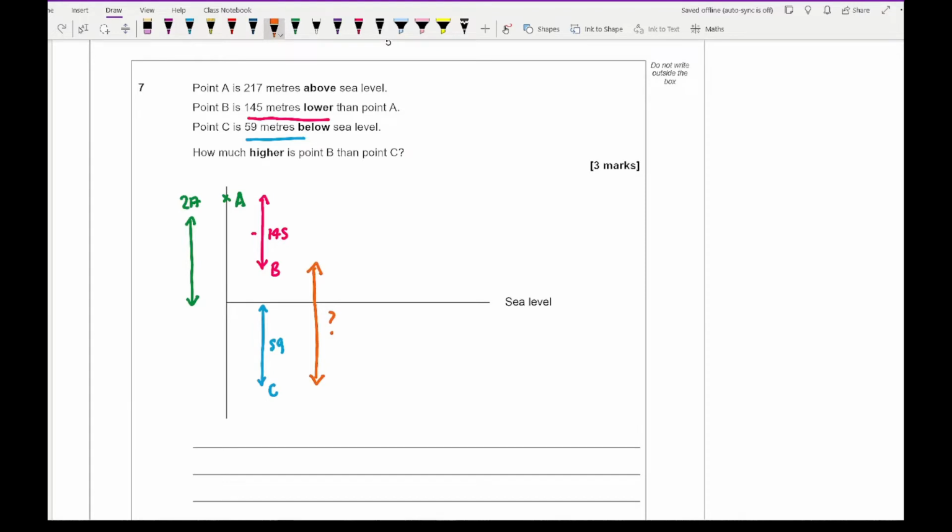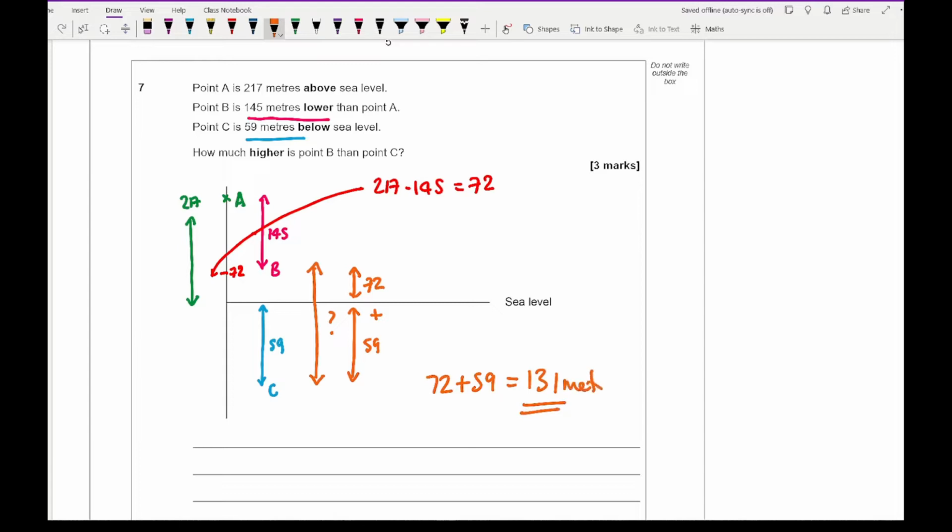So for this, what we first of all need to do is to work out where B is on this sort of scale of where the sea level is. And so this point here is going to be 217 minus 145. And if I do that on my calculator, I should get an answer of 72. So this marking here is 72. Then to work out what this distance here is going to be, well, that there is 72, and this distance here is 59. So then I just simply add those two numbers up. And so 72 plus 59 gives me an answer of 131 meters.